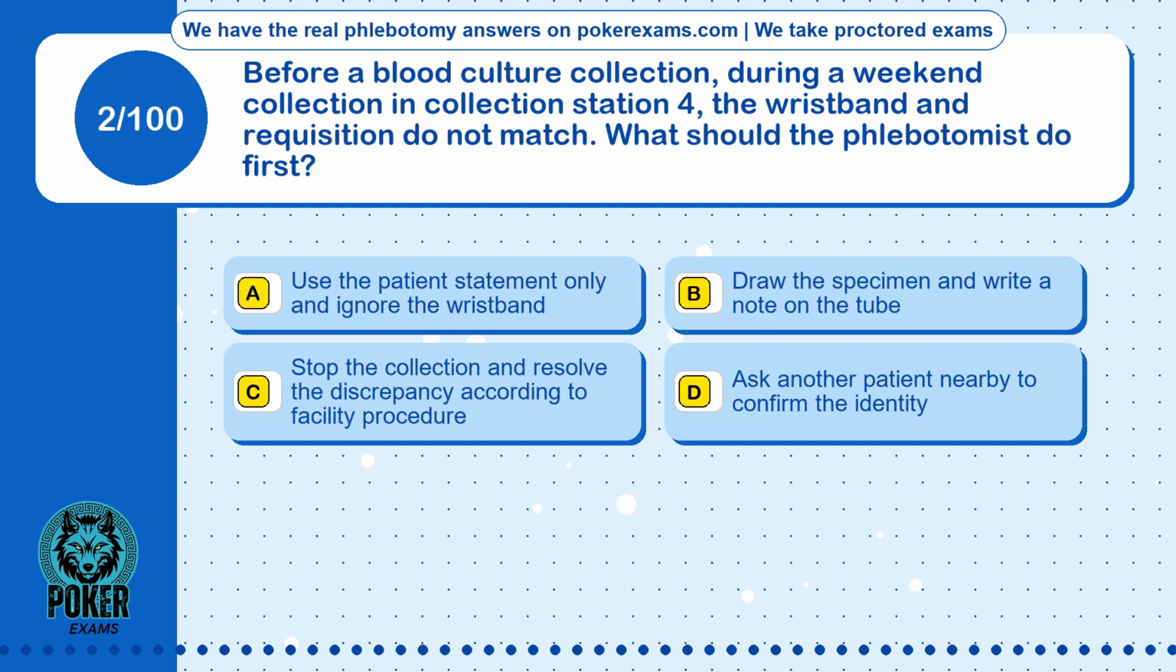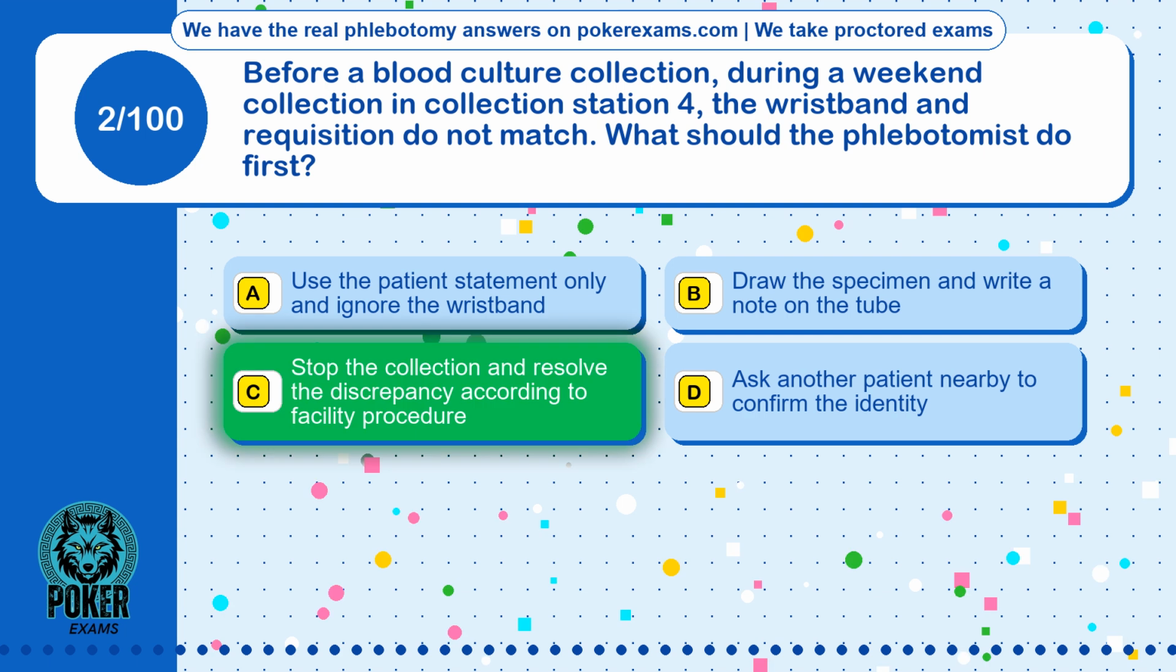Question 2. Before a blood culture collection, during a weekend collection in collection station 4, the wristband and requisition do not match. What should the phlebotomist do first? Option A. Use the patient statement only and ignore the wristband. Option B. Draw the specimen and write a note on the tube. Option C. Stop the collection and resolve the discrepancy according to facility procedure. Option D. Ask another patient nearby to confirm the identity.